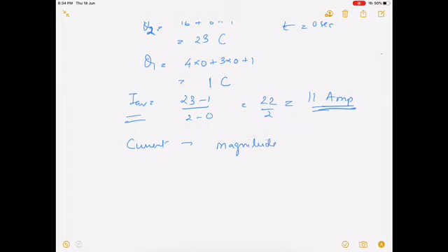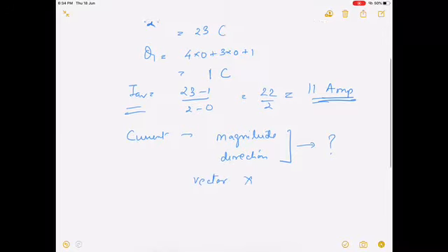In current, you see there is magnitude and also direction. If a physical quantity consists of magnitude as well as direction, then what should that quantity be? Of course, it must be coming to your mind that it will be a vector.